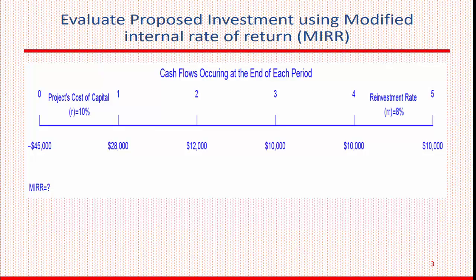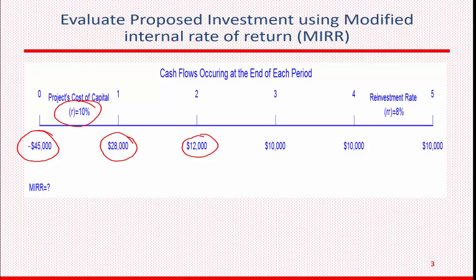Let's move on with an example, and I hope this example makes sense to you. I have designed a very simple example in which the cost of capital is 10% and you need 45,000 initial investment. If you invest 45,000 at the beginning of the period, then the investment will generate 28,000 after a year, 12,000 after 2 years, 10,000 after 3 years, 10,000 after 4 years, and 10,000 after 5 years. And what is MIRR for this project?